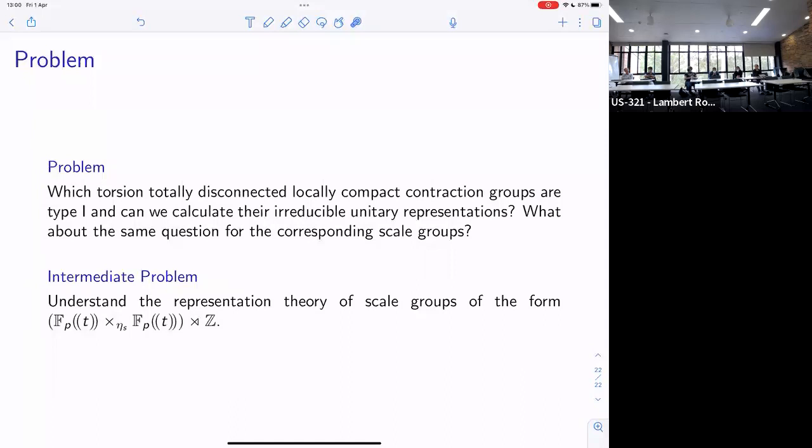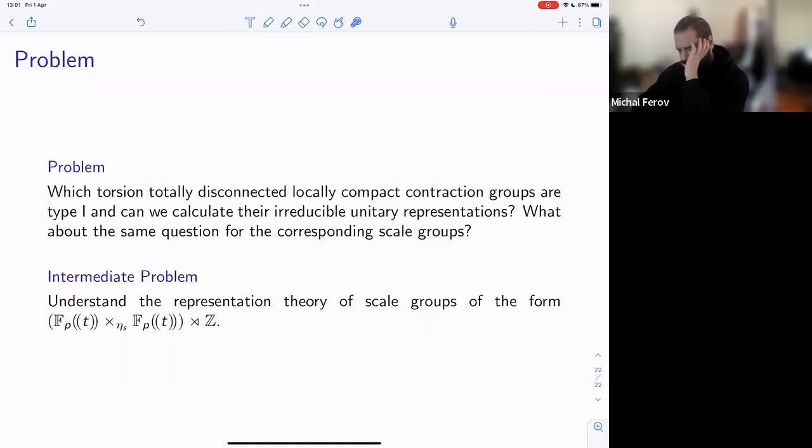Right, but what about the contraction groups? Yeah, p-adic Lie groups are contraction groups. Well, in general, I'm not even sure what groups lie in this class. P-adic Lie groups are contraction groups, but understanding the representation theory of p-adic Lie groups is a question that's not completely well understood in general.